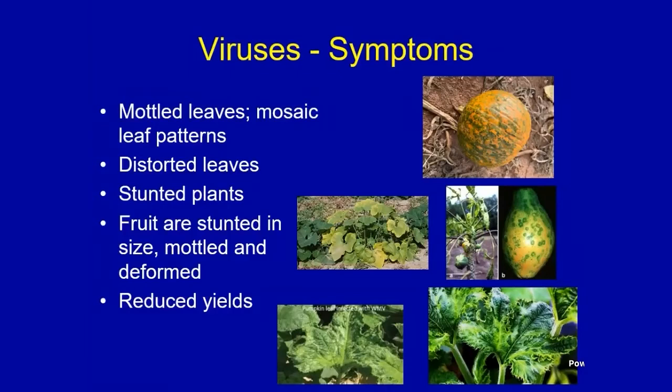Fruit can be stunted in size, mottled and deformed. And if the virus gets inside these plants early, you can get reduced yields. The earlier the virus gets inside the plant, the more severe the symptoms will be and the more reduction in yield that you might incur.